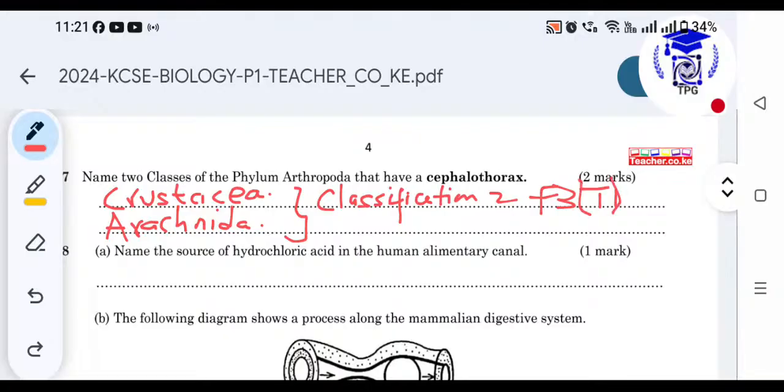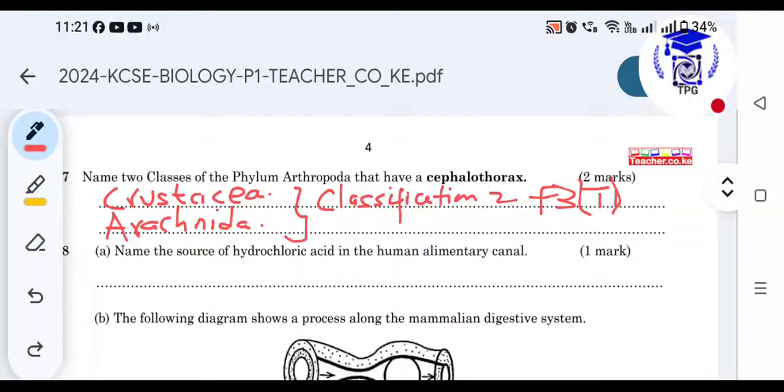We have phylum Arthropoda and phylum Chordata. For phylum Arthropoda, we have class Crustacea, class Arachnida, class Diplopoda, class Chilopoda, and class Insecta. Those are the different classes within the phylum Arthropoda. You can also go and study in depth their characteristics.